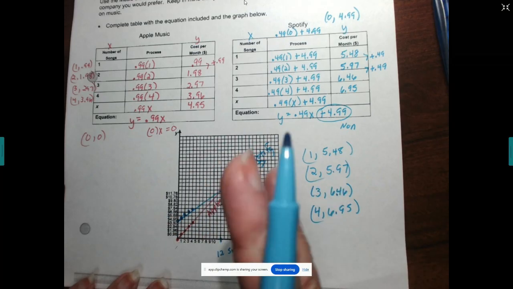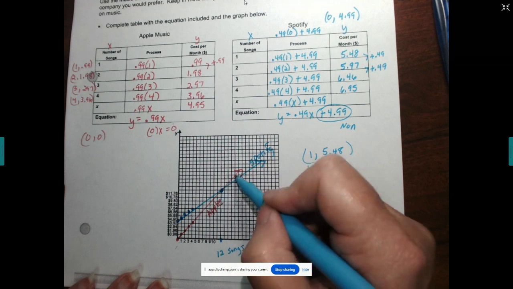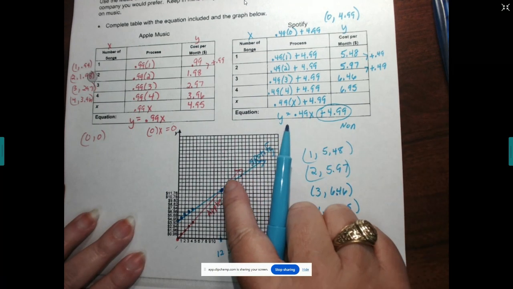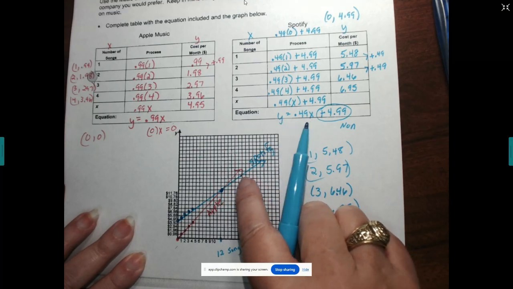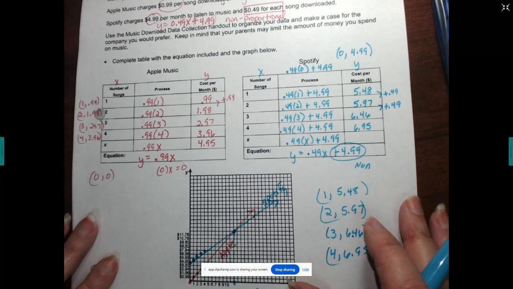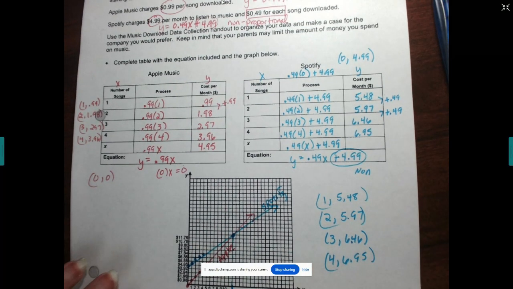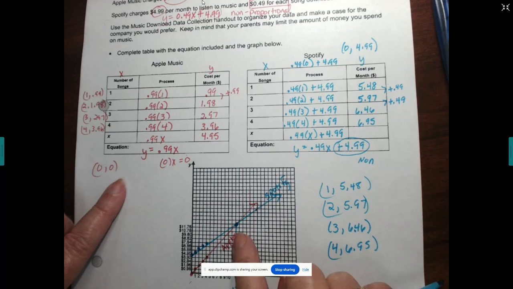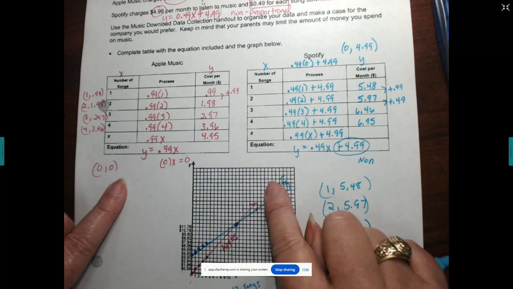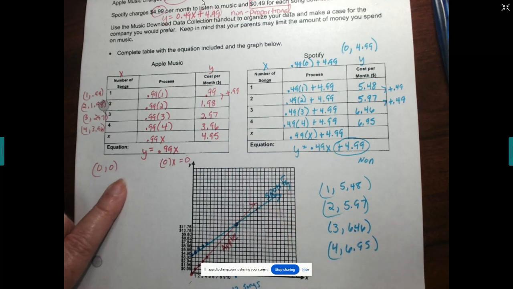At 12 songs, they're about the same. And then once you hit 12 songs, Spotify is cheaper. Do you see how the blue line is below the red line after 12 songs? So you kind of need to know how many songs you're going to download before you make your decision. If you know you're not going to download many songs, Apple's going to be cheaper for you. But if you know you're going to download a whole lot of songs, Spotify would be cheaper for you.